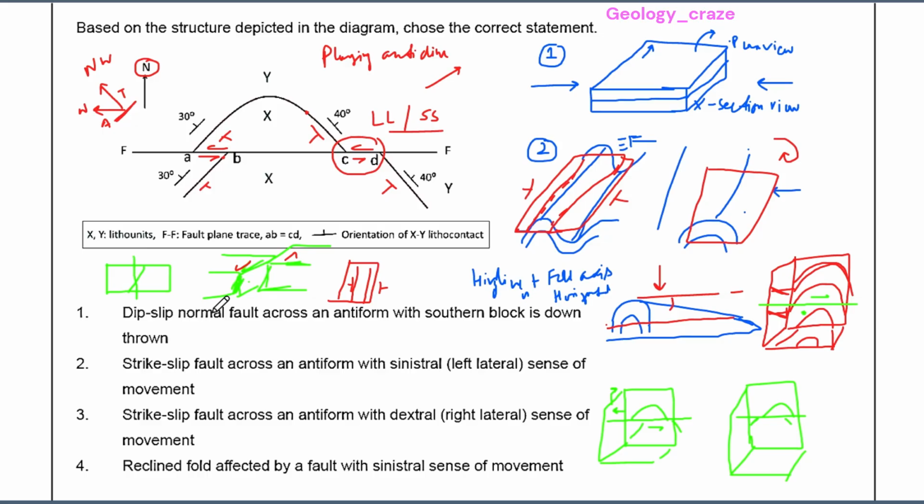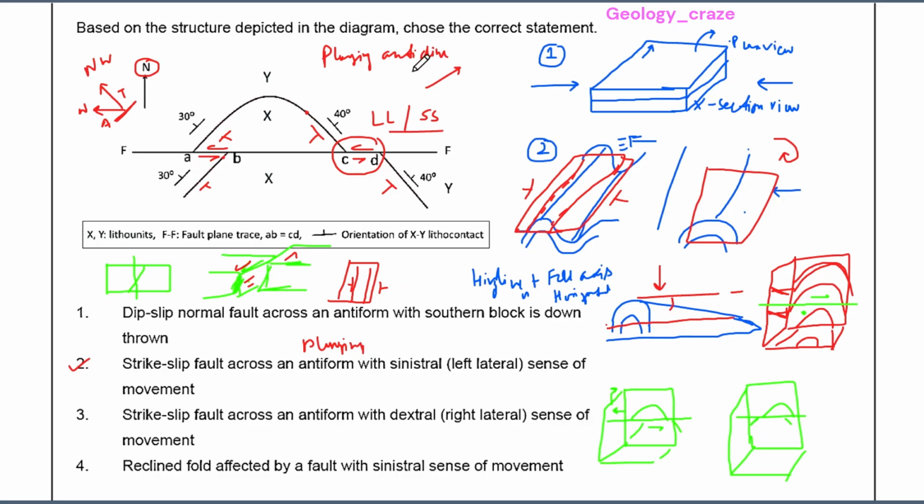So now our option is, this is a strike slip fault. We will get horizontal slickenside lines on this. In cross sectional view we have already seen. So our answer is this one: strike slip fault, an antiform with sinistral sense of movement. I will add one more thing, that it is a plunging antiform.